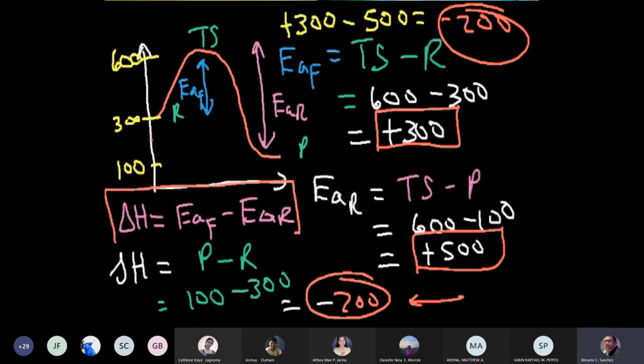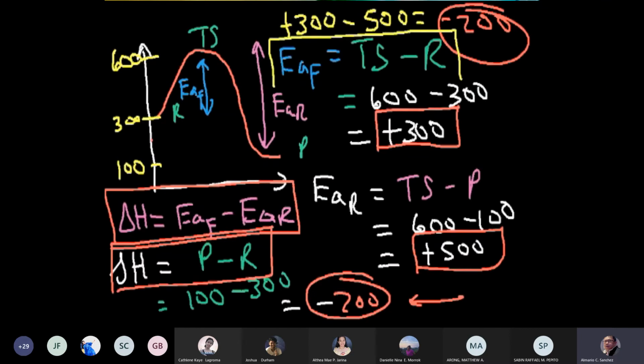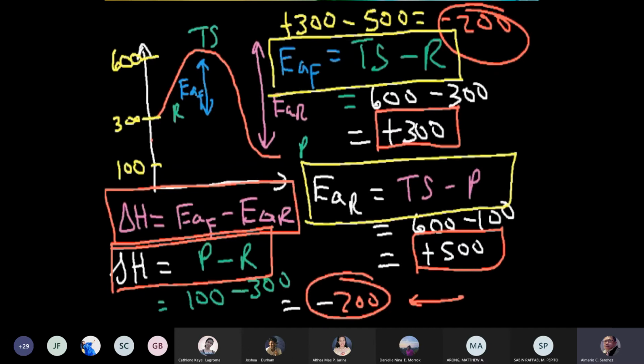So you can remember these four equations. So that's the enthalpy. You can find it by subtracting the two activation energies, or you can take the energy of the products minus that of the reactants, and you can calculate the forward activation energy using those two. And here's the reverse. So four useful equations that you can get from the potential energy diagram.